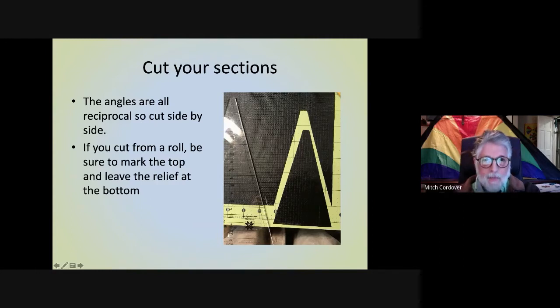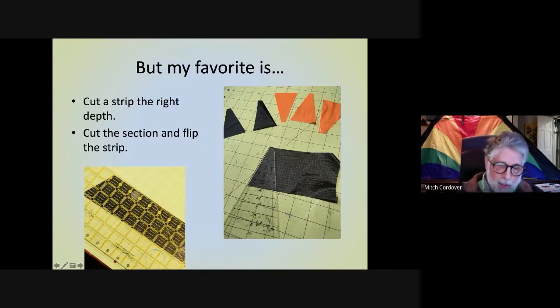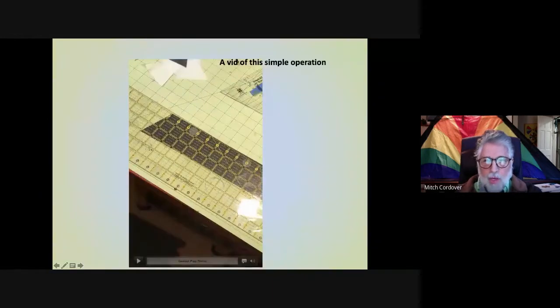But that's not my favorite way to do it. What I prefer to do is I cut a strip of fabric the size of the triangle that I want. And there's 100 ways to cut fabric. I've got these great little plastic quilting rulers that show me exactly where my lines are, and they cut easily. Let me show you the video of this.